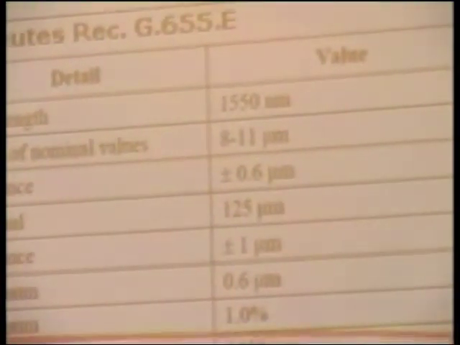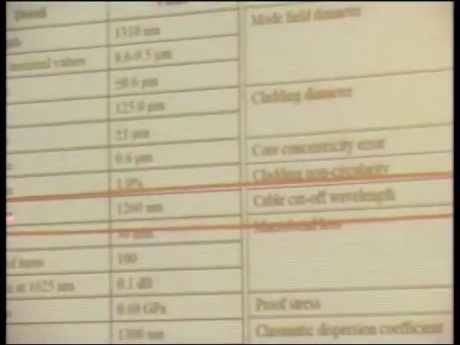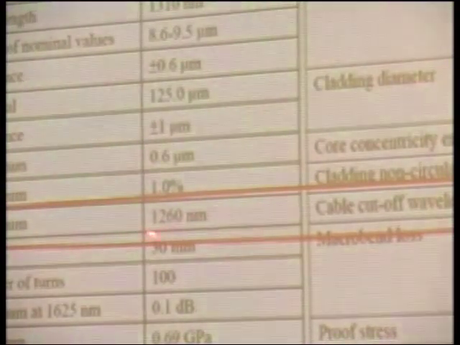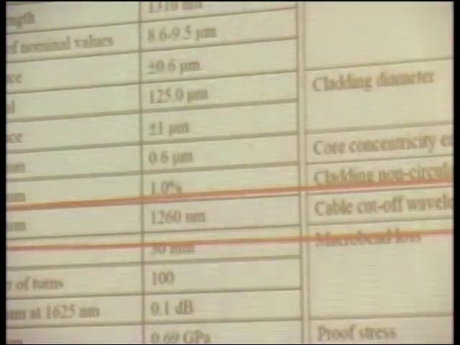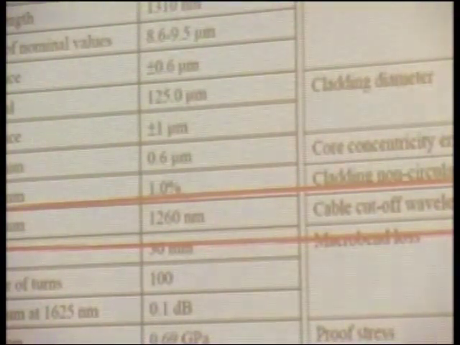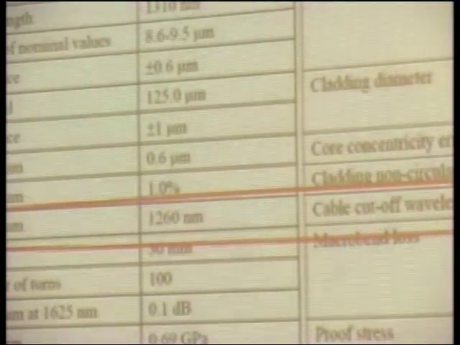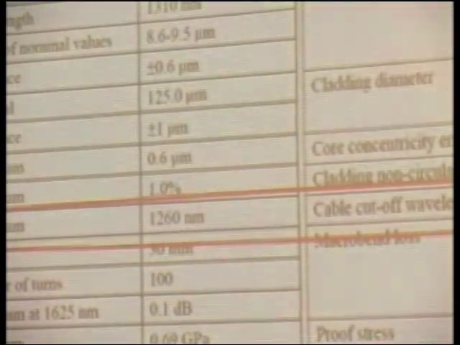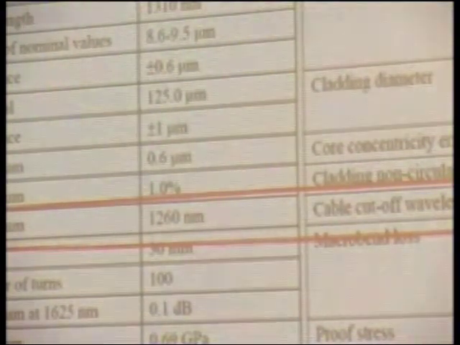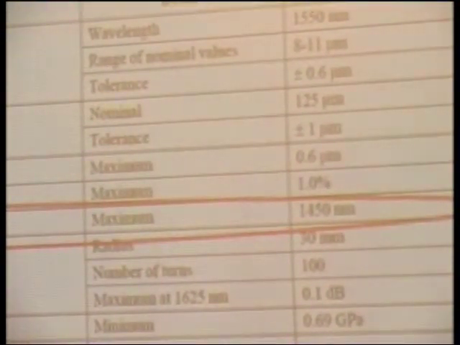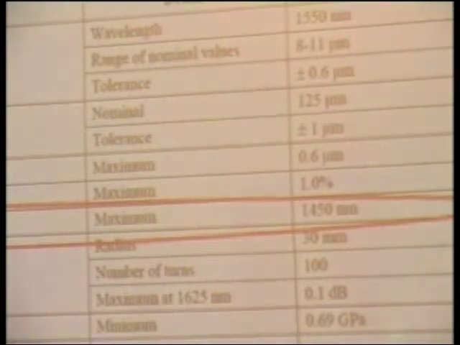Okay, another parameter I'd like to discuss with you is the cutoff wavelength. You see here for 652 fibers, the cable cutoff is 1260 nanometer. So the systems can operate from a wavelength above this value, from 1260 and above. The fiber really is single mode. For the 655 fibers, this value is much higher because it's aimed to be used only at 1550 nanometer in this region.